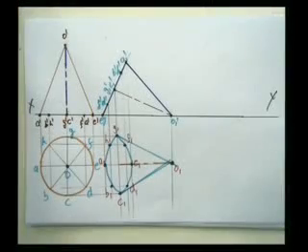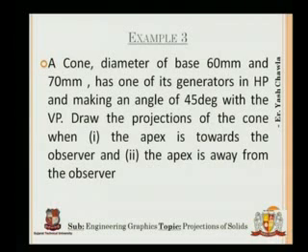Hello and welcome back. We were solving problems on projections of solids, and we are going to continue with that problem. Just for a sneak peek, let's look at the problem once again. This was a solution that we had drawn. The solution for which we were drawing was a cone of base diameter 60 mm and height 70 mm, with one of its generators in HP and making an angle of 45 degrees with VP.